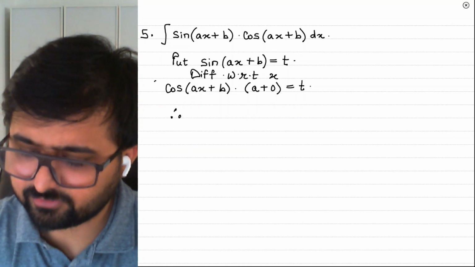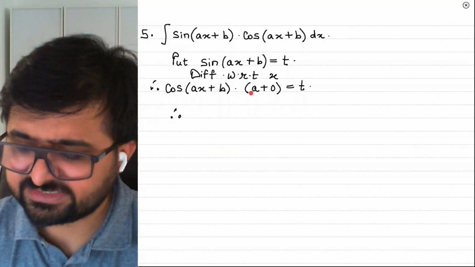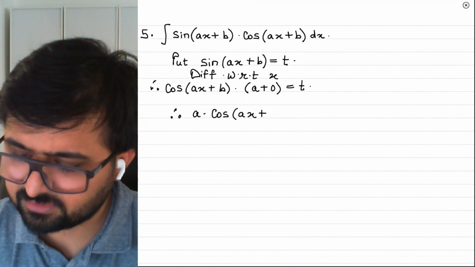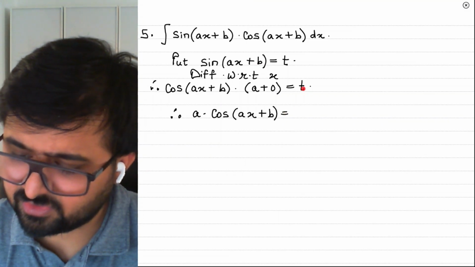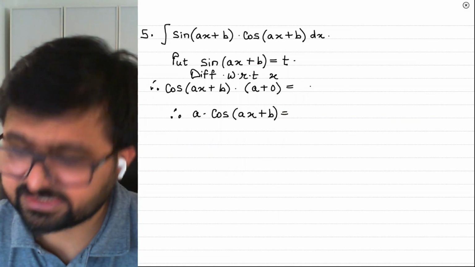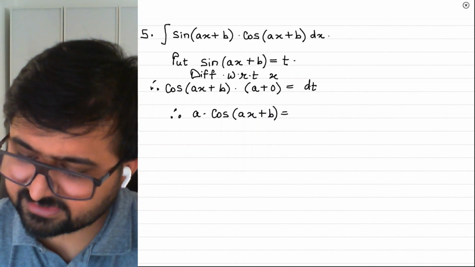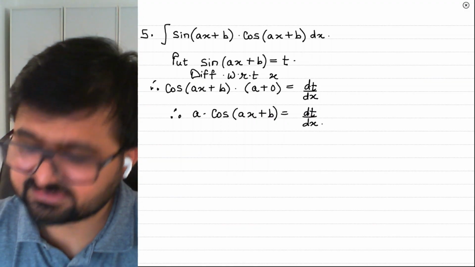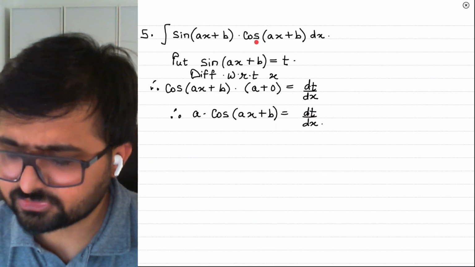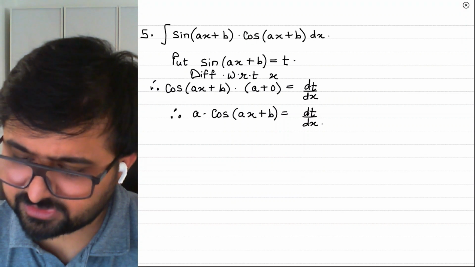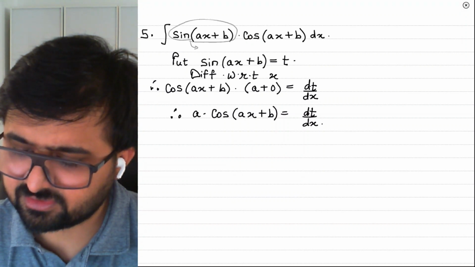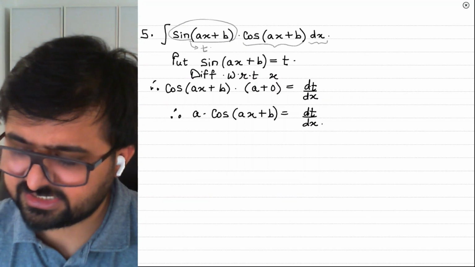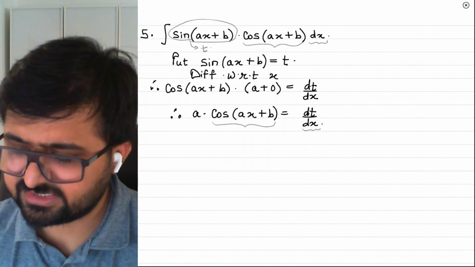Therefore, this a plus 0 is a, so this becomes a times cos ax plus b. Sorry, I should write here the derivative of t is dt by dx. So this is equal to dt by dx. Notice here, since you put this as t, you have cos ax plus b times dx here, and here also cos ax plus b times dx.